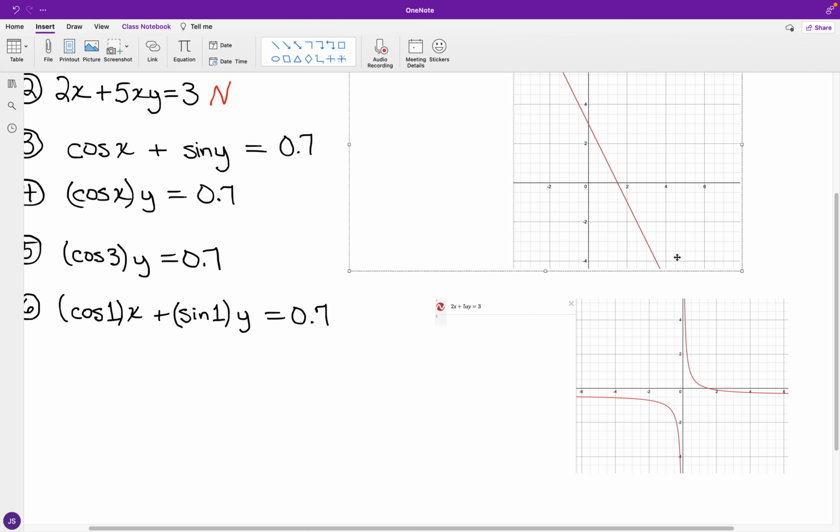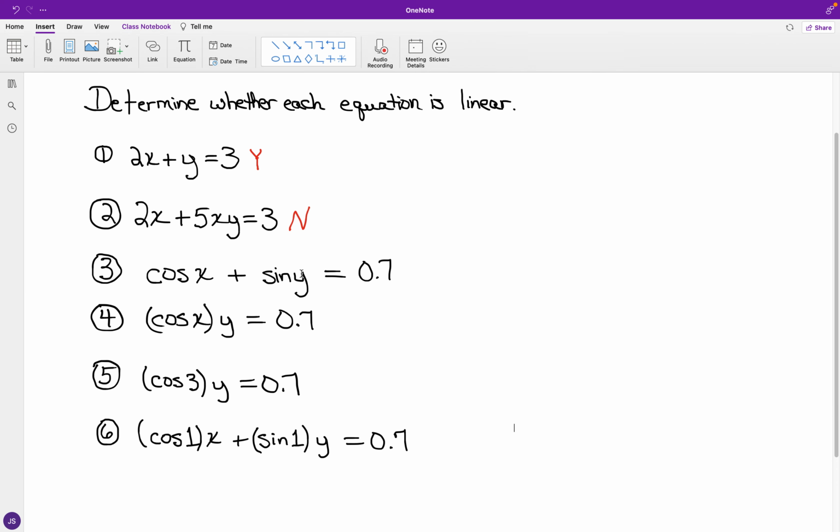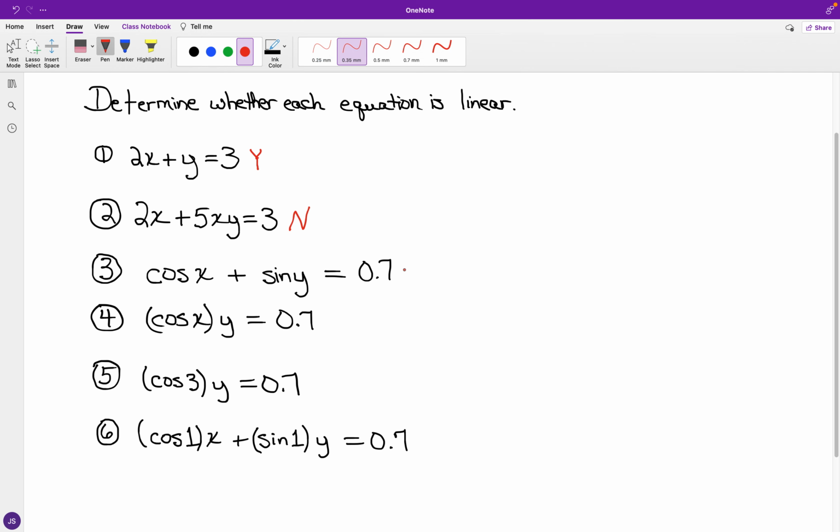Now, in the case of the third equation, we have cosine of x plus the sine of y is equal to 0.7. Cosine of x is a variable, and the rate of change is anything but constant. Likewise with the sine of y, both cosine and sine are nonlinear functions. So the combination of nonlinear functions in this case is going to be nonlinear. This result is going to be no.